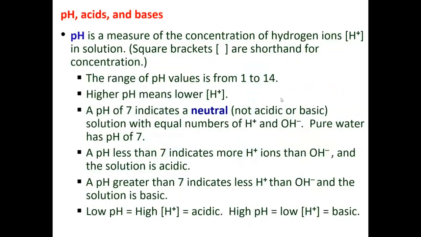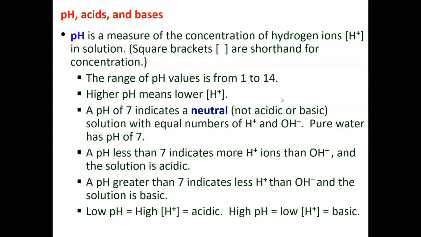pH. You've all heard of pH. pH is just a measure. It's a number that's a measure of how acidic or basic a solution is. And the pH ranges from 1 to 14. So there's no such thing as a pH of 20. It's in that range, 1 to 14. Right in the middle of that range is 7, and that's what pure water is. It's neither, so we would say it's pH neutral. It's not acidic or basic.